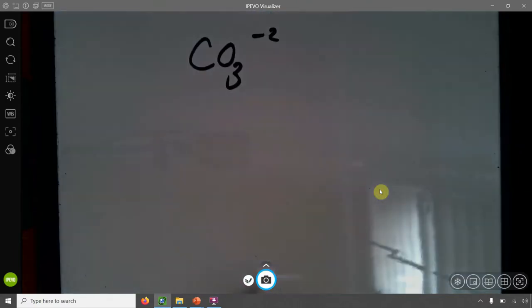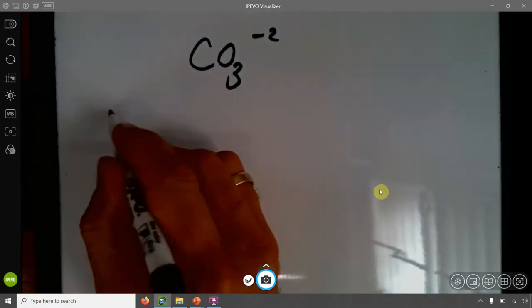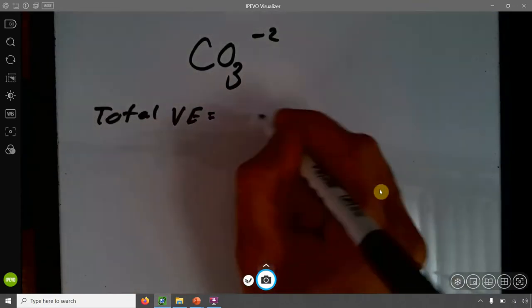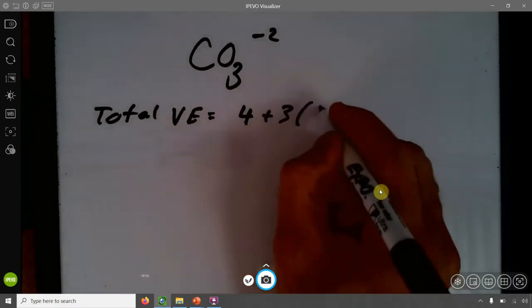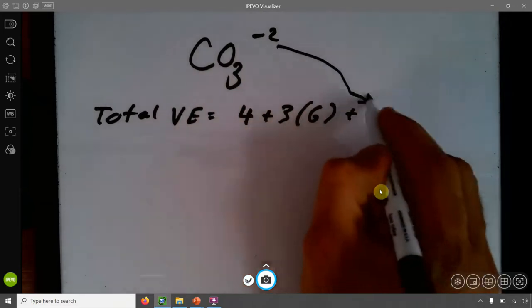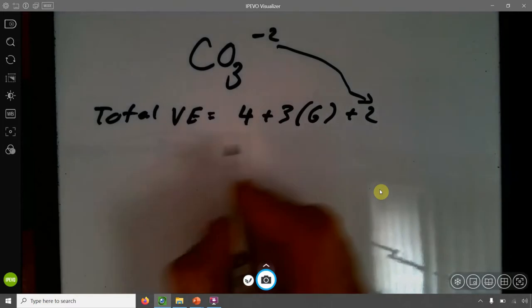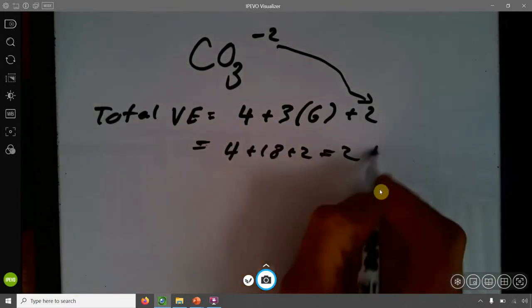CO3 minus 2, okay? I need to get the total number of valence electrons. Carbon's going to give me 4. Oxygen, there's 3 of them, and each one's going to give me 6. And there's 2 more from the charge. That's that thing that we never used before. So this one gets 2. Great. Now, I'm going to add them all up. 4 plus 18 plus 2, that's 24.